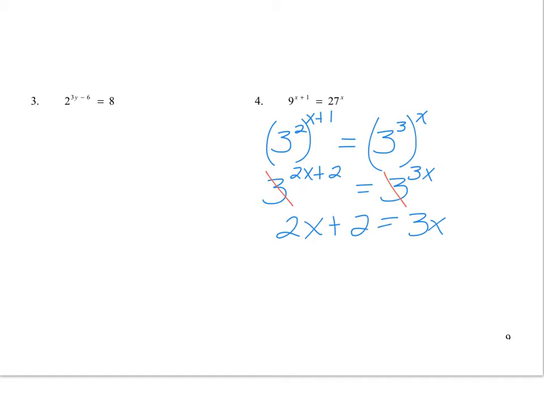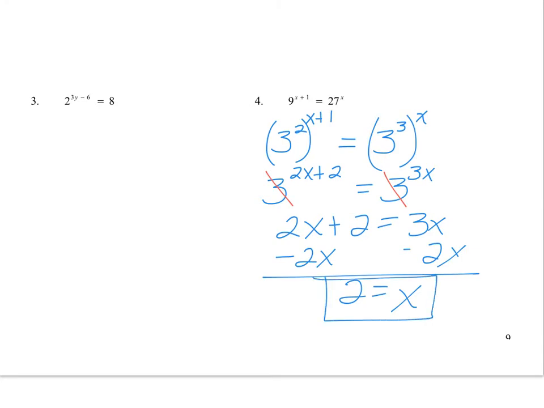Okay, so now we're going to solve. I'm going to subtract 2x on both sides. And I get 2 equals x. Again, what do you have to do with your answer? Yes, you do. You have to check it. And in this case, 2 does work. So we're going to move on to the next page.